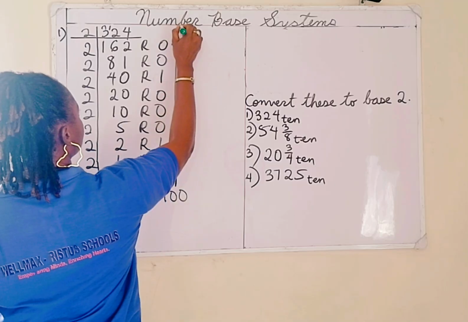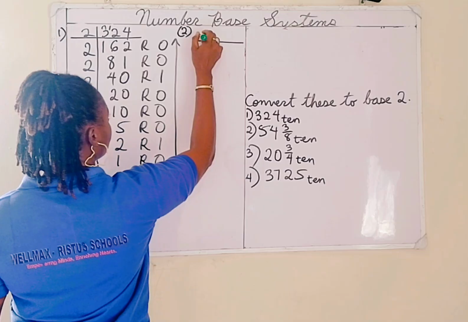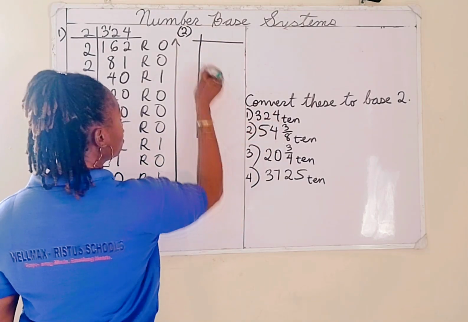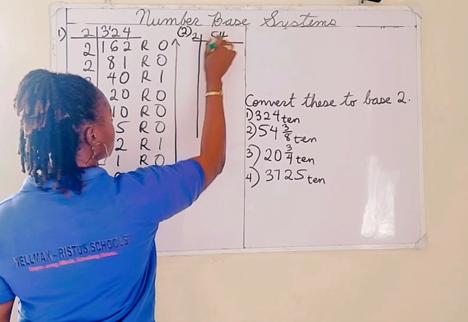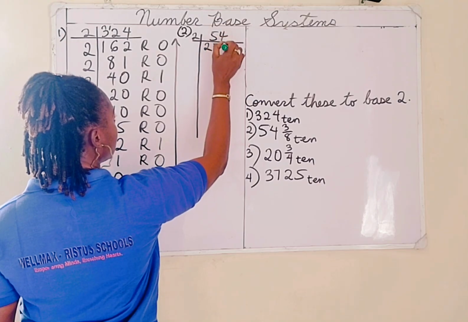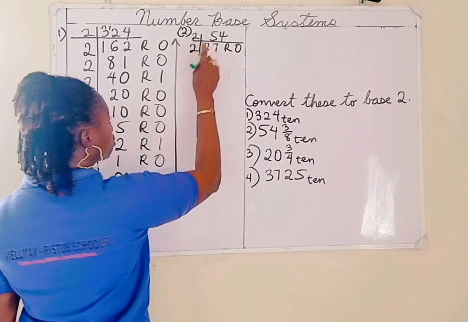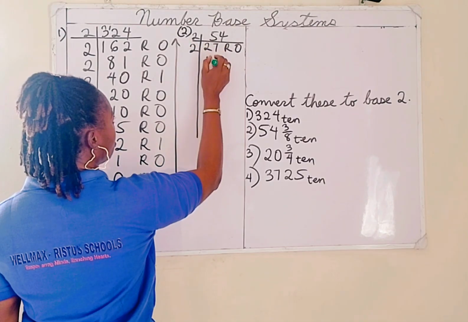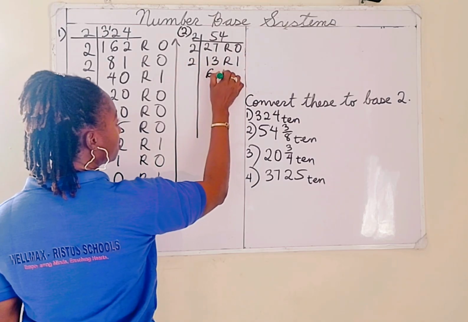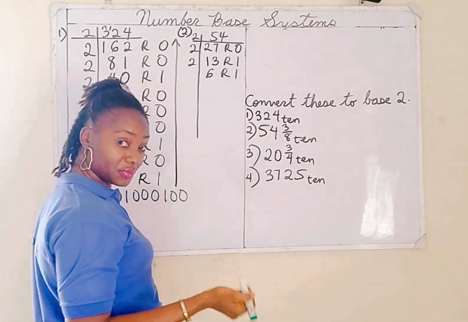Okay, we can just do our question 2 here simultaneously because of space. Now let's convert first of all 54. So 2 into 54 we have 27, remainder 0. Then 2 into 27 we have 13, remainder 1. 2 into 13 will give us 6, remainder 1, because 6 times 2 is 12 plus 1, 13, isn't it?